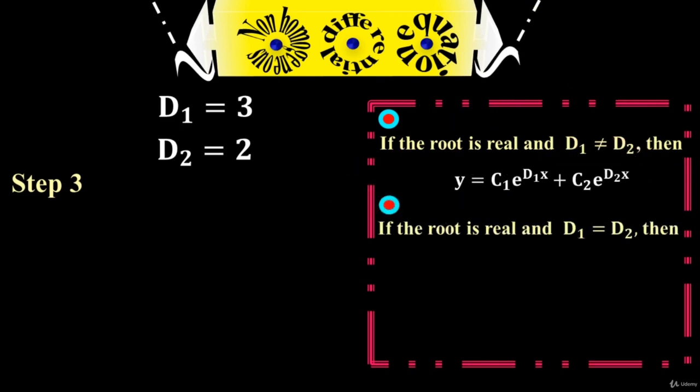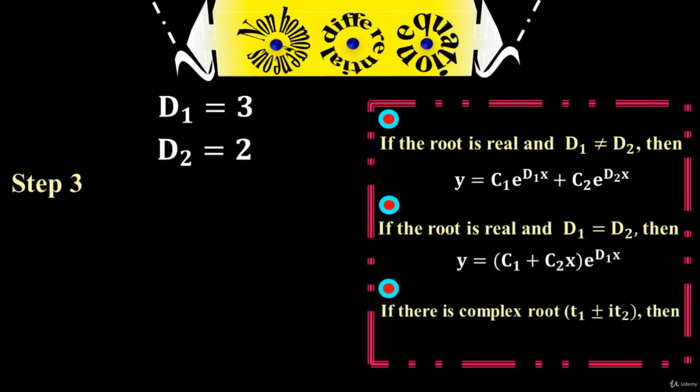Step 3. Let me show you some particular rules here. Rule number 1. If the roots are real and D sub 1 is not equal to D sub 2, use this equation. Rule number 2. If the roots are real and D sub 1 is equal to D sub 2, then use this equation. Rule number 3. If the roots are complex, then you use this equation.